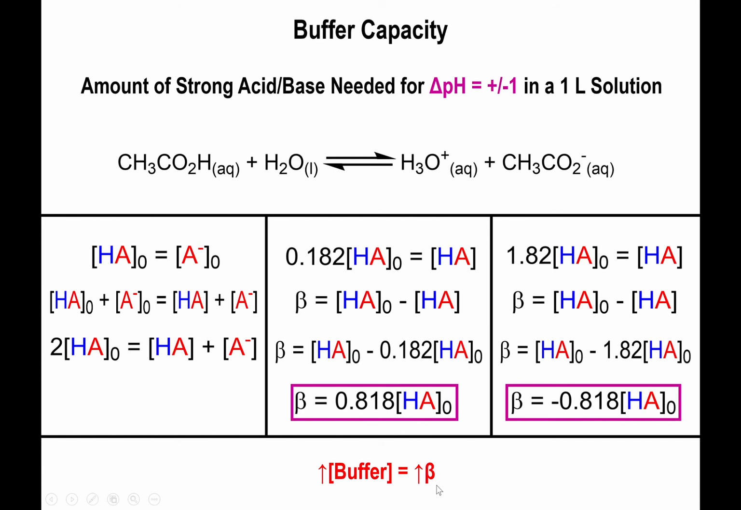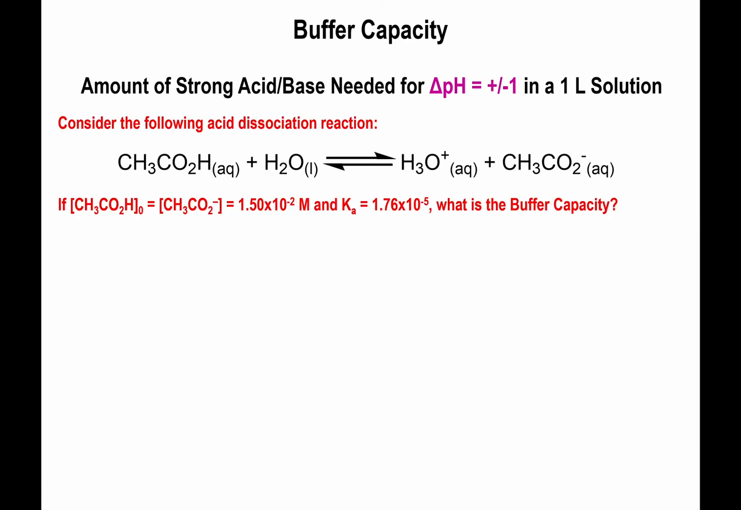Another way to think of this is that the higher the concentration of your initial conjugate acid and conjugate base are, the more HCl or the more sodium hydroxide you're going to need to add to that solution to make drastic changes in the pH. So that's what the buffer capacity is telling you.